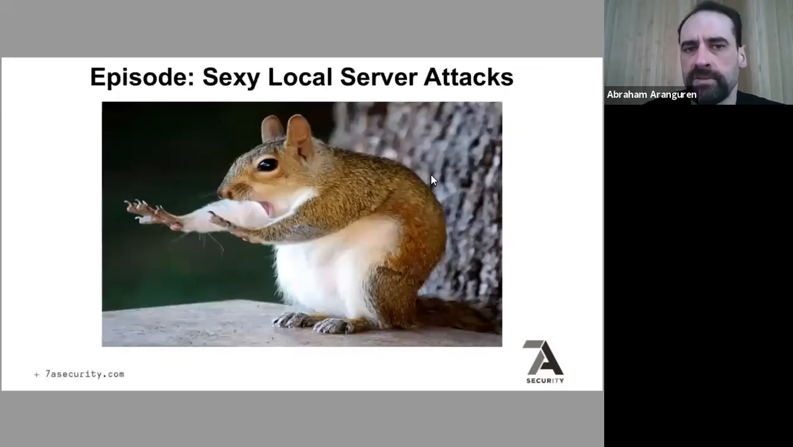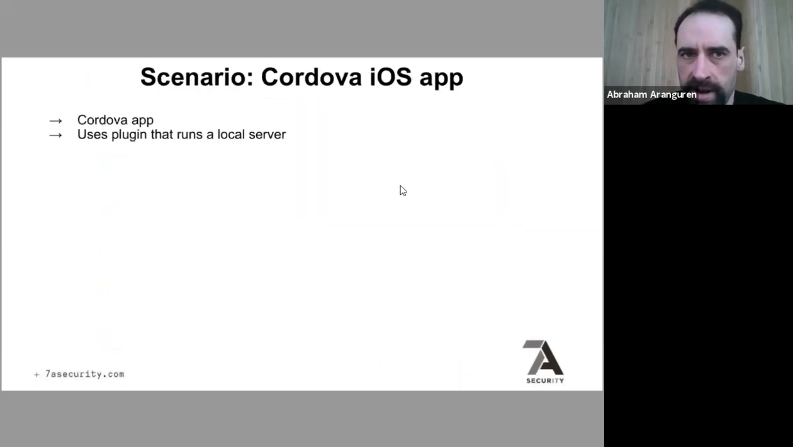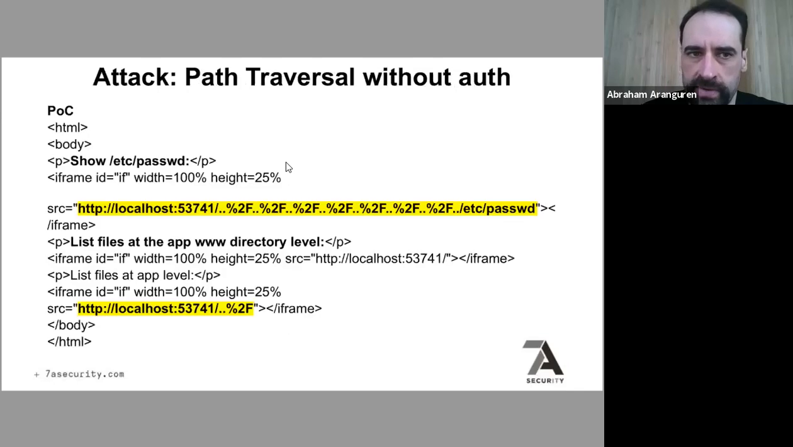And then something that people normally don't think about is that on mobile devices, sometimes you can have local servers, right? So this is a scenario where we found one on a real pen test. It was a Cordova iOS application. It was using a plugin that was running a local server. And this local server was vulnerable to path traversal attacks and it didn't require authentication. So if you had a malicious application on the iOS device, you could use ../ sequences to read any file on the phone.